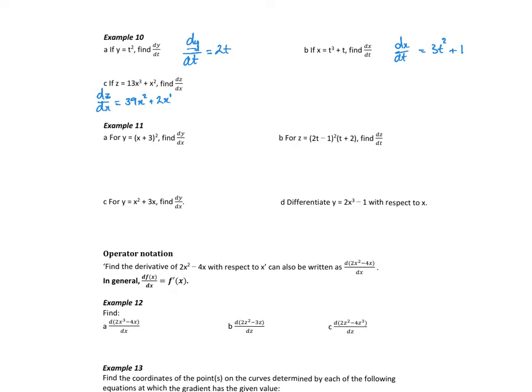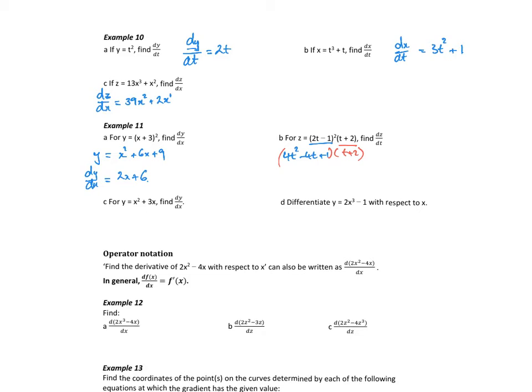Example 11, we might expand those expressions first. So we might write y equals x squared plus 6x plus 9. Okay, remember to expand it properly. So then y and x, dy dx is equal to 2x plus 6. Similar for b, let's expand the first term first, say there in blue. That's 4t squared minus 4t plus 1. And that would be just multiplying by t plus 2.